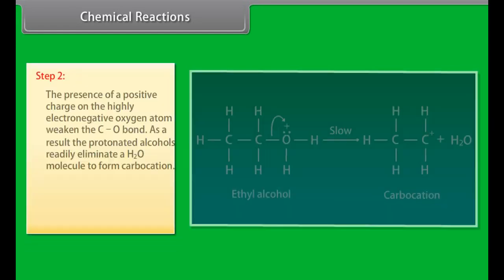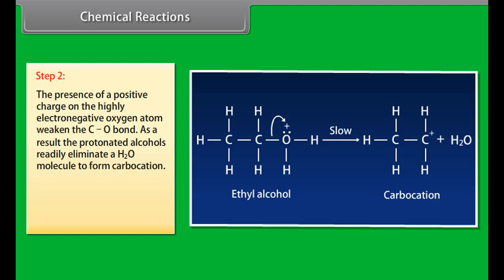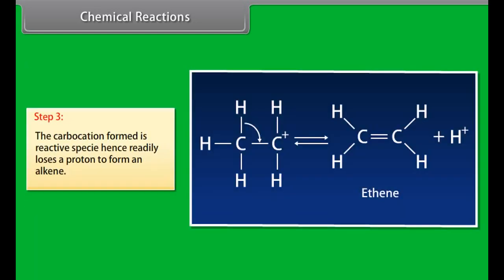Step 2: The presence of a positive charge on the highly electronegative oxygen atom weakens the C-O bond. As a result, the protonated alcohols readily eliminate a water molecule to form a carbocation. This is the slow step and therefore the rate determining step of the reaction. Step 3: The carbocation formed is a reactive species, hence readily loses a proton to form an alkene.